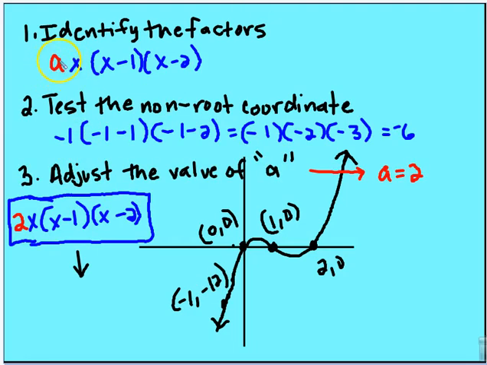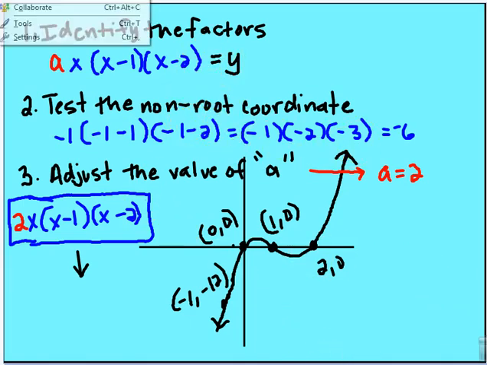And so we write a here as an unknown, and we know that a times x times x minus 1 times x minus 2 is equal to y in this case. And so we're going to substitute the value in for x, and then we're going to solve for y. All right, so I'm going to substitute -1 in for x, and I'm going to solve for y, and I get -6. And so we know that the value of a times this value of -6 has to be equal to -12. Right?